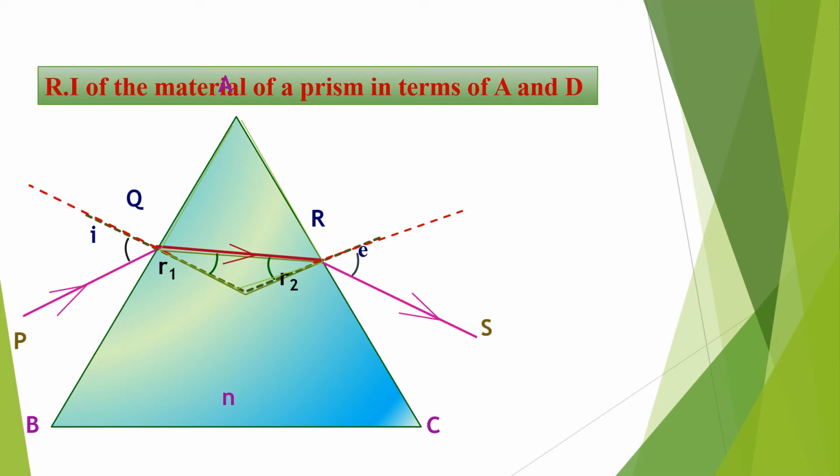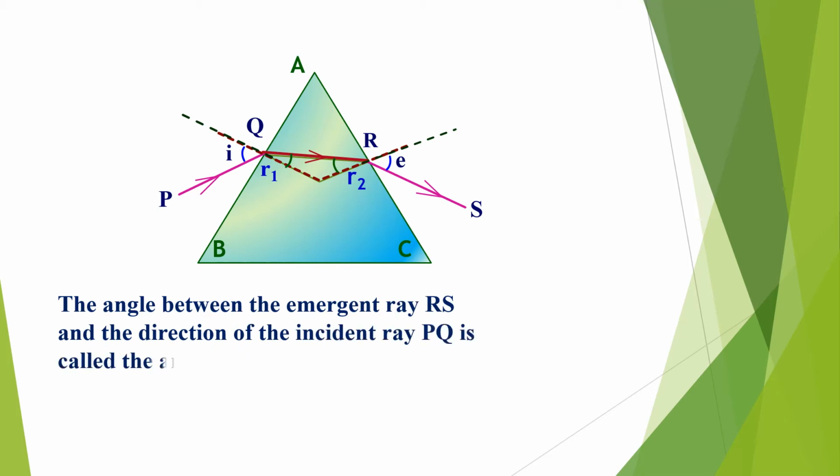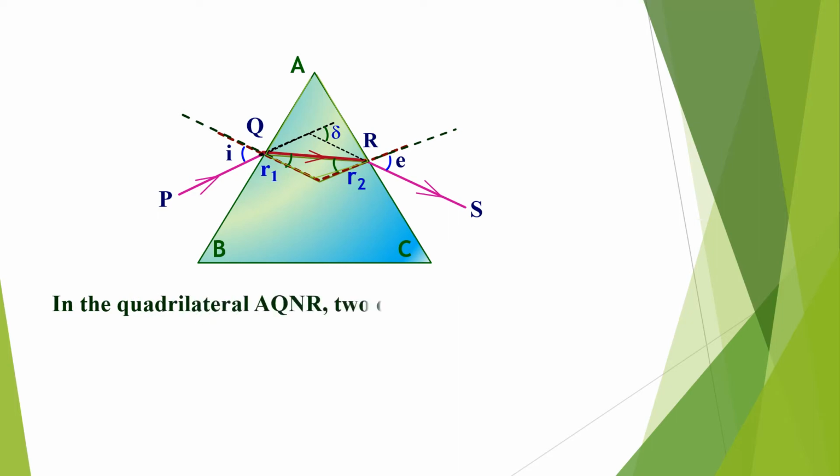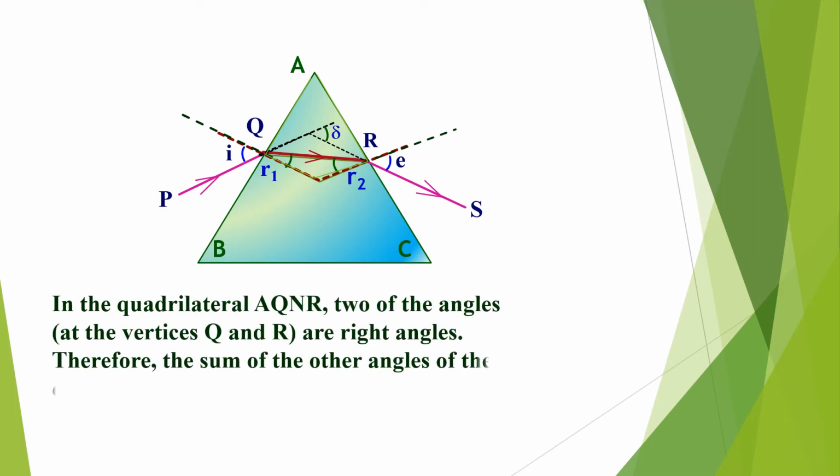Now this is the diagram. The angle between the emergent ray RS and the direction of the incident ray PQ is called the angle of deviation. This is the angle of deviation. In the quadrilateral AQNR, two of the angles at the vertices Q and R are right angles. Therefore, the sum of the other angles of the quadrilateral is 180 degrees.